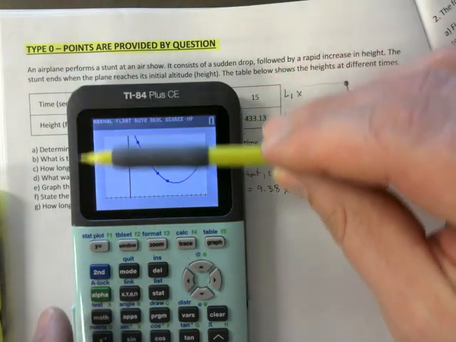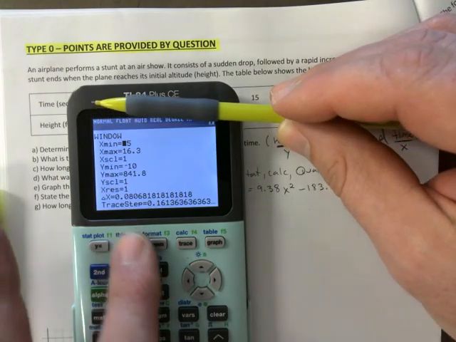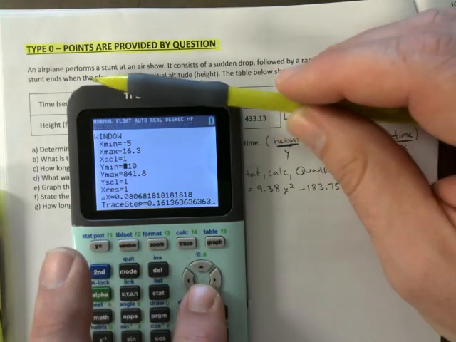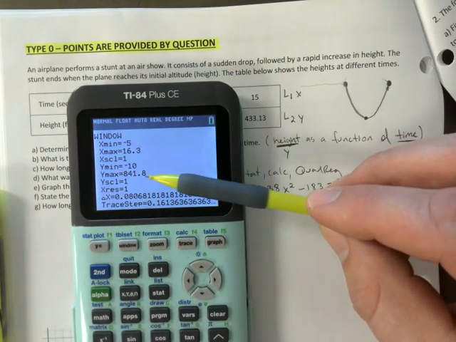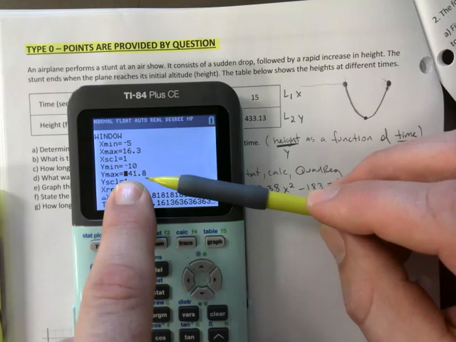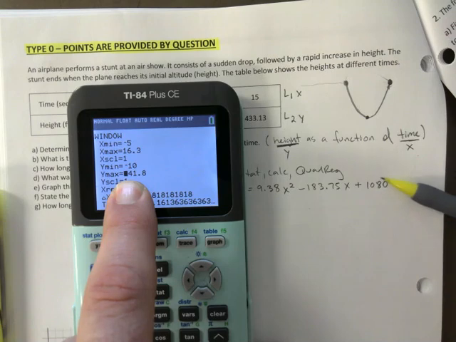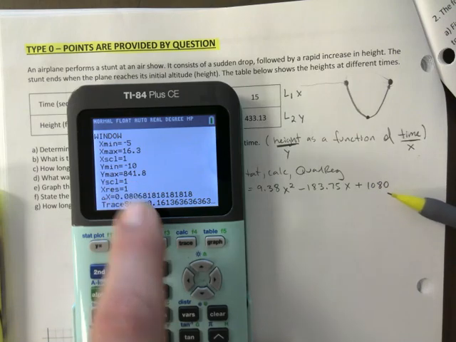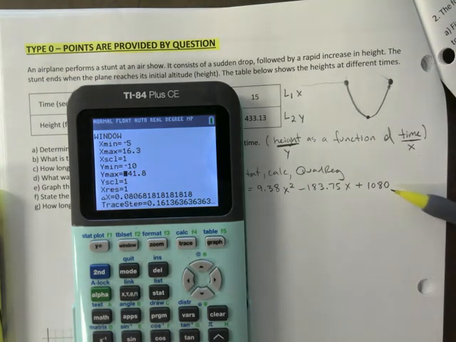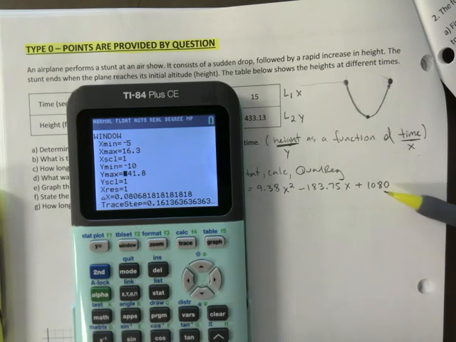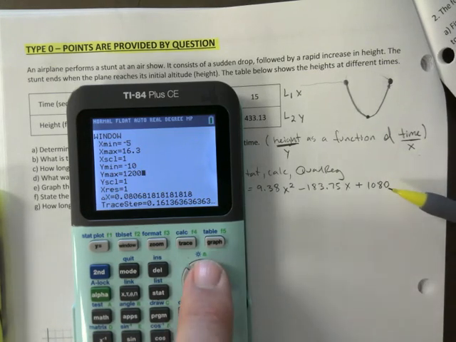So we want to see more towards the top. What are we going to change? Y max. Here's where you can predict what it should be. What should it be? What's my initial height? Look at here. Where's my pencil here? We know that our y-intercept, our initial height is 1,080, right? So we should change that to probably 1,100, 1,200, 1,500, something that's bigger than this. Let's go 1,200. I'm going to hit graph.